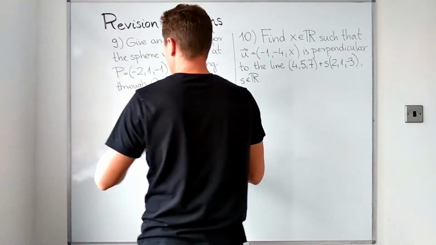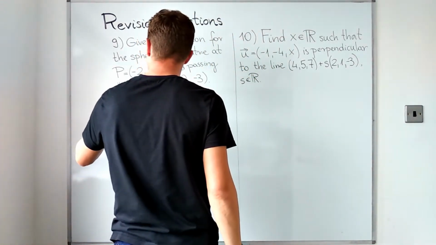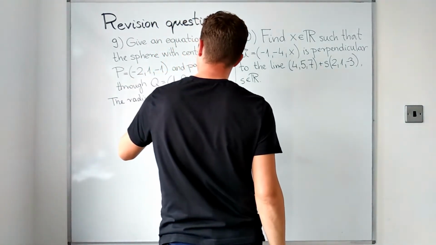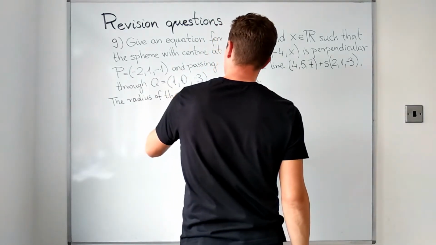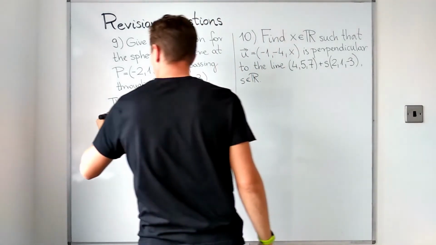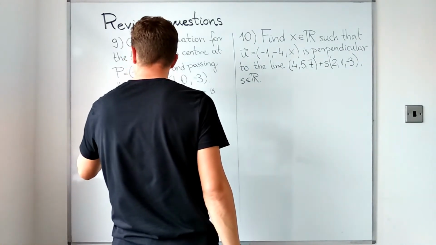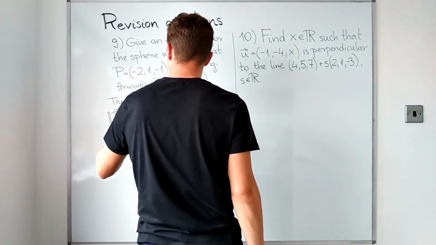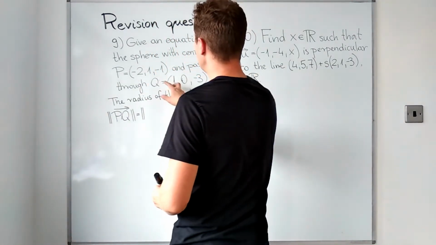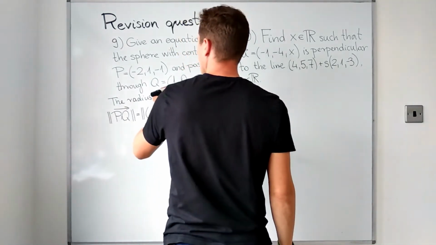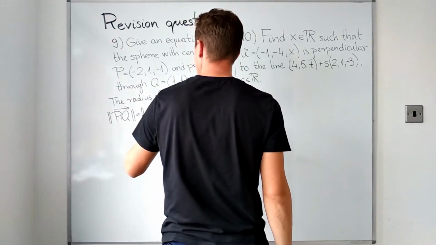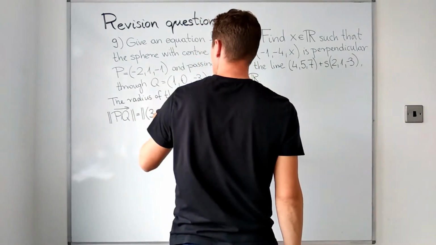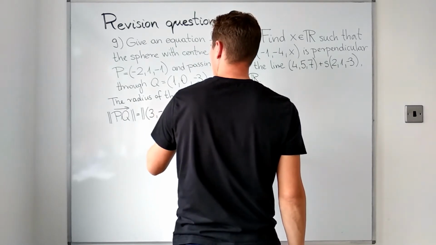So the radius of the sphere is the length of this vector from P to Q. What is this vector? Well, we just have to take the difference of coordinates. So 1 minus -2, that's +3, 0 minus 1, that's -1, -3 minus -1, that's -2.